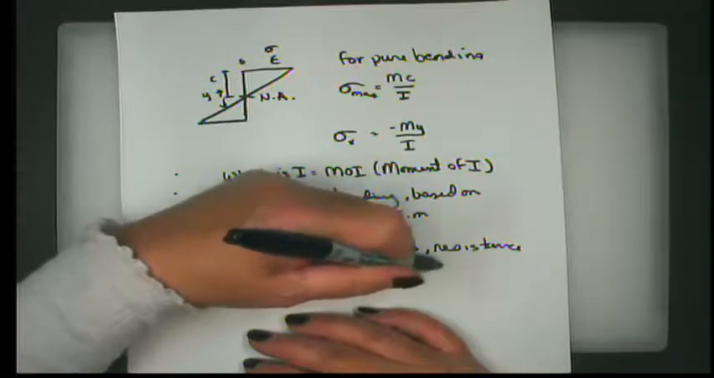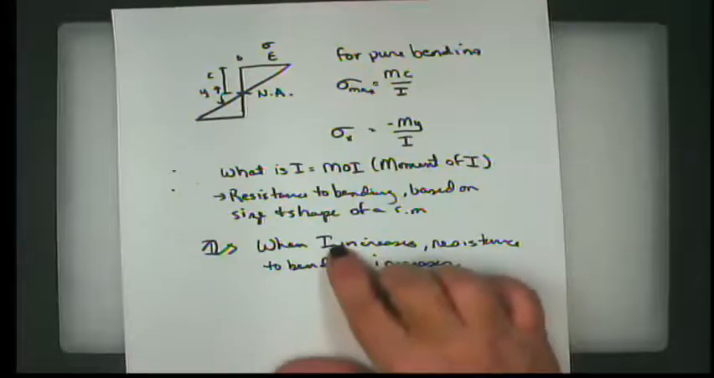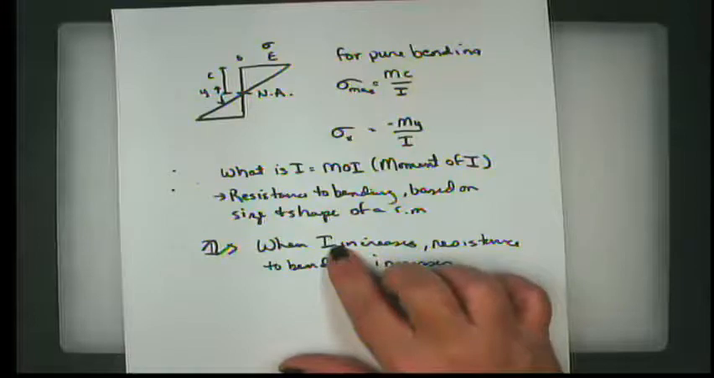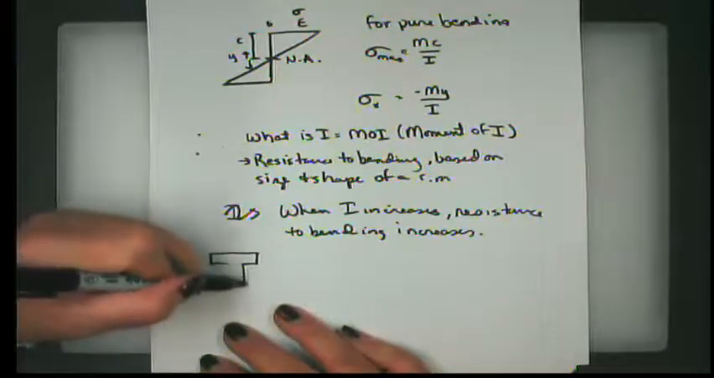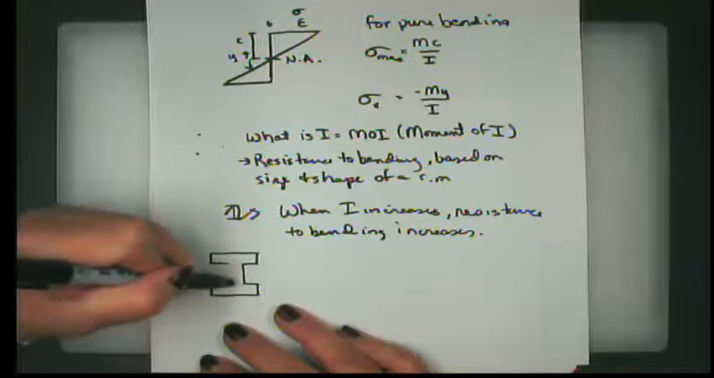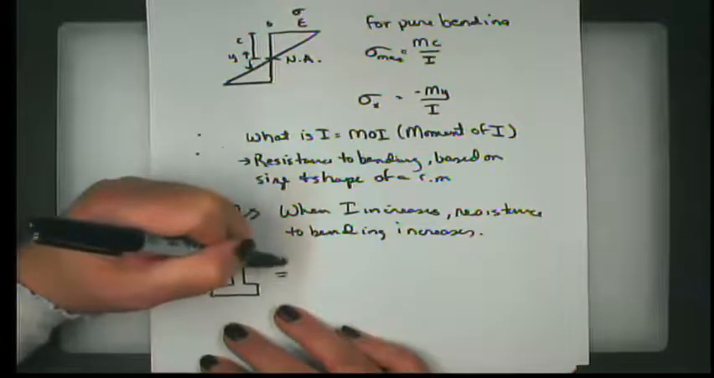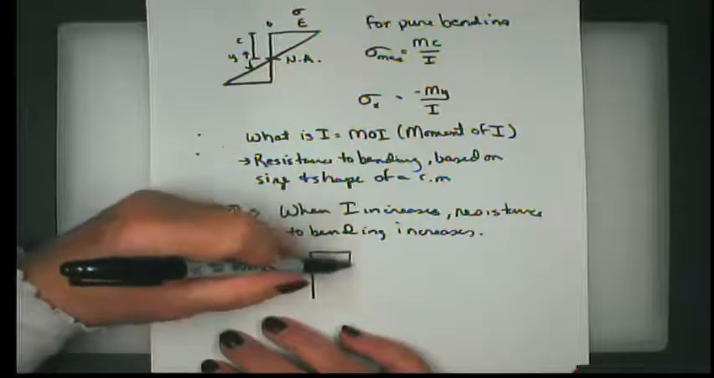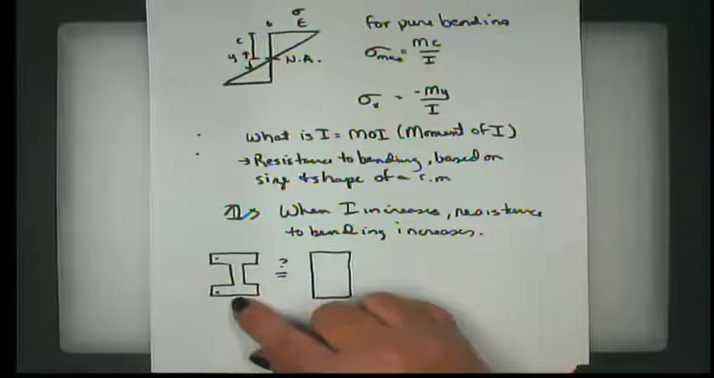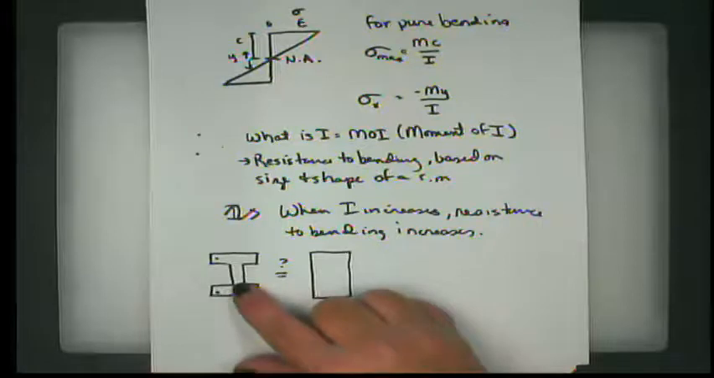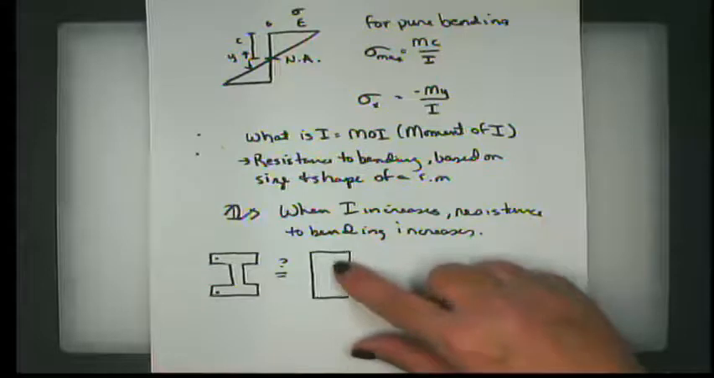Now, the thing about I is that it involves not only the size but the shape of an object. One common design element is an I-beam. Why do we have this instead of something that looks like this for a structural member? The reason is that the flanges of this I-beam, for reasons that you'll understand in just a moment, contribute significantly to a high moment of inertia without all of the mass.